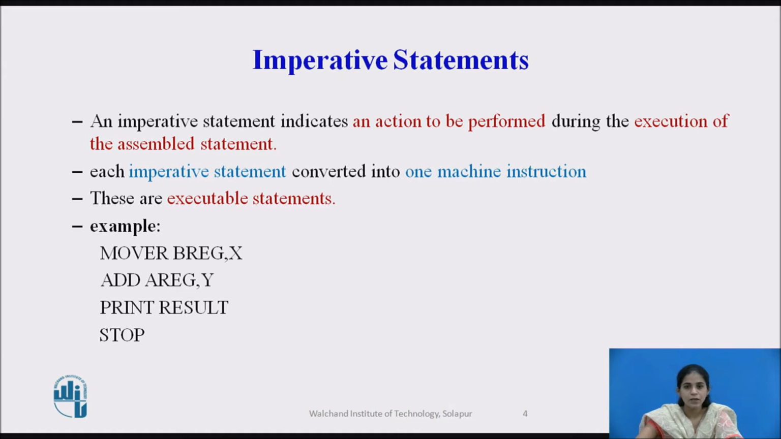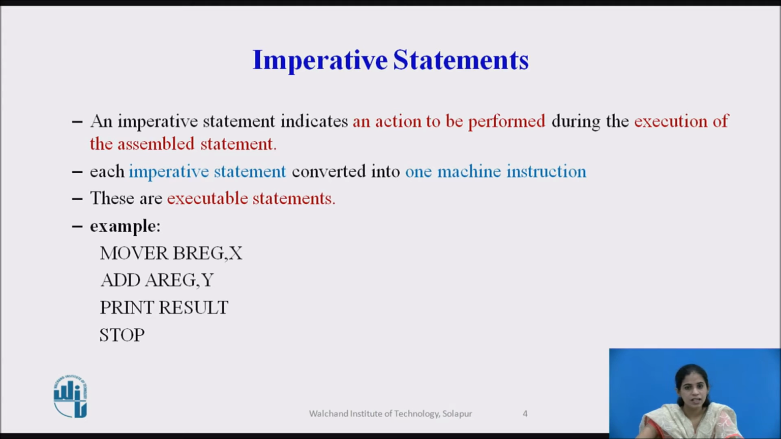Basically, an imperative statement indicates an action to be performed during the execution of the assembled statement. Each imperative statement is converted into a machine instruction. Basically, we can say that the imperative statements are the executable statements. The example of the imperative statements is MOVER B register comma X. This is the imperative statement.